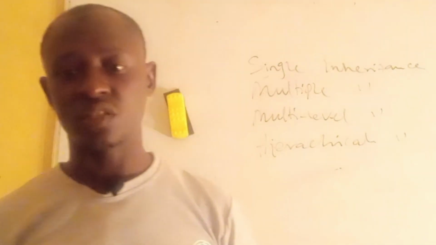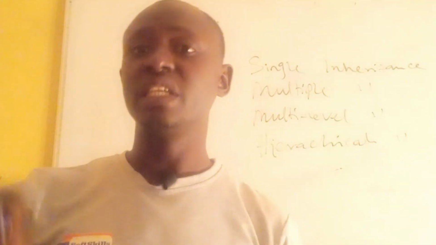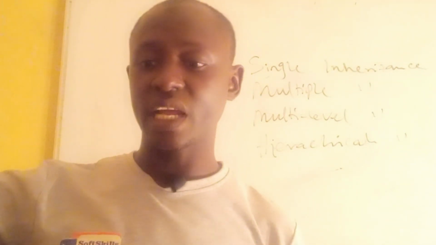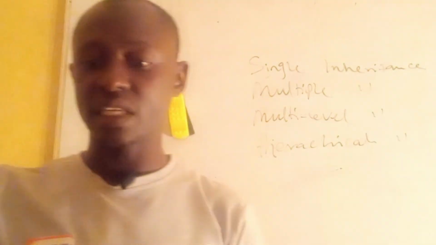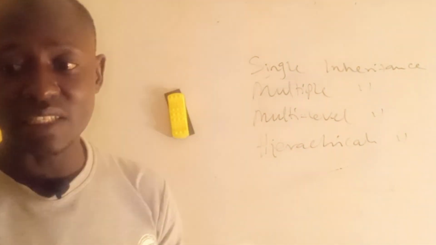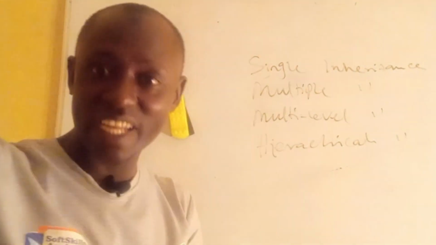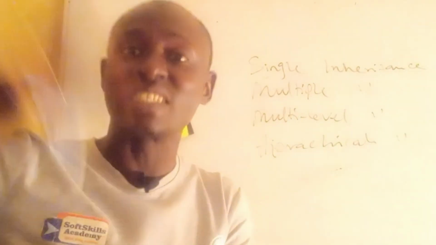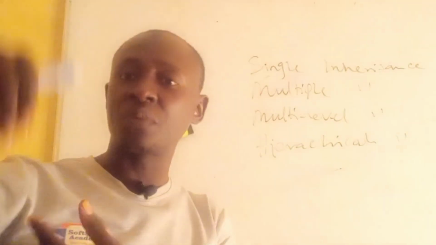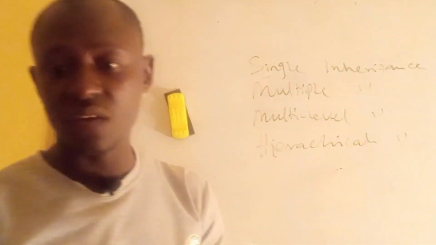Don't get confused, please. We also have multi-level inheritance, where a class inherits from another class, and that class will also be inherited by another class. It is just subclass upon subclass, subclass upon subclass. That's what multi-level inheritance means.